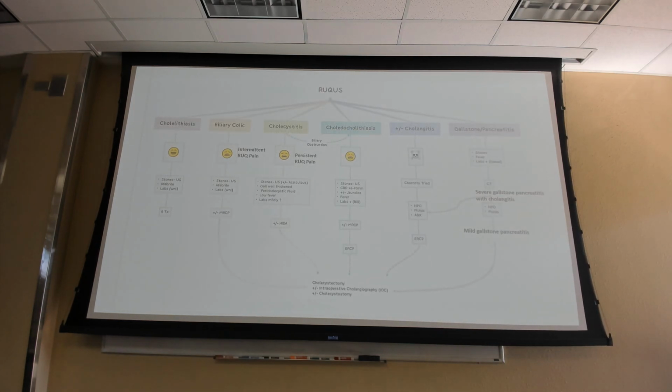All right, and here's just a couple different algorithms and basically the spectrum of disease. We have to convince ourselves which one of these it is, and whether it's just cholelithiasis, which usually is asymptomatic, where we see some gallstones incidentally noted, versus intermittent right upper quadrant pain, versus the presentation we just had, that persistent right upper quadrant pain.